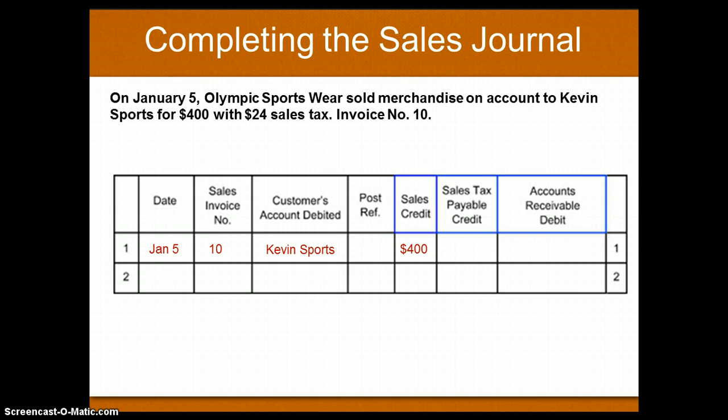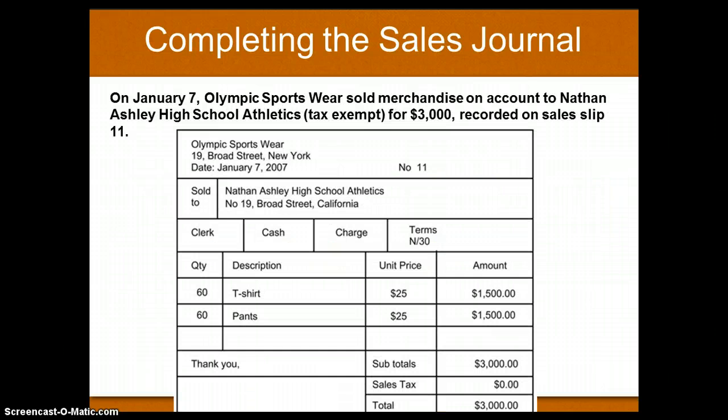They are getting their account credited by $400, as well as $24 for sales tax. And so their account is being debited for the total amount, so $424. And then we credit our sales account and our sales tax payable account for those amounts. So that's pretty simple. That's how we would record this transaction to our sales journal. And let's look at another one.